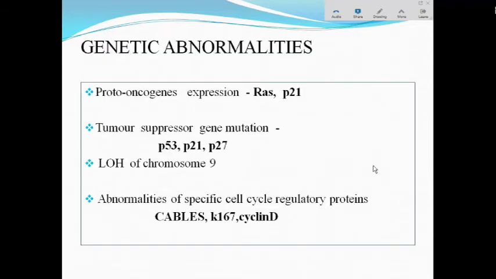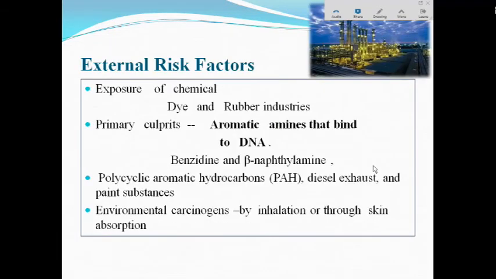So what other genetic abnormalities? RAS and P21 expression, and tumor suppressor genes like P53, which is common in all cancers. If you don't remember anything, just say tumor suppressor gene mutation P53, proto-oncogene expression RAS, loss of heterozygosity of chromosome 9, abnormality of cell cycle regulatory proteins like Ki-67 and cyclin D. These are basically for your theory.